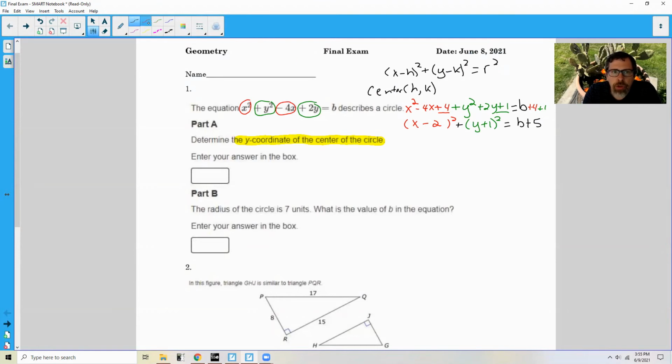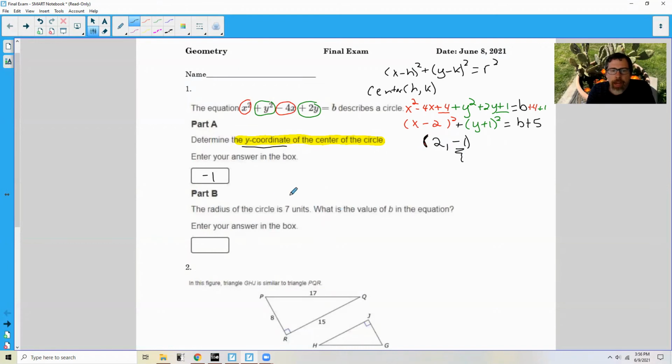So if I do x minus h, minus a -2 is plus 2, therefore the x value of my center is going to be the opposite of -2, or 2. Or you could say to yourself, what makes this parentheses 0? And -1 would make this part 0. So there's my center, 2, -1. Determine the y coordinate, and there's your answer.